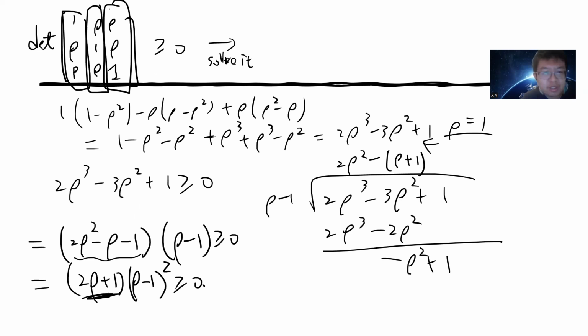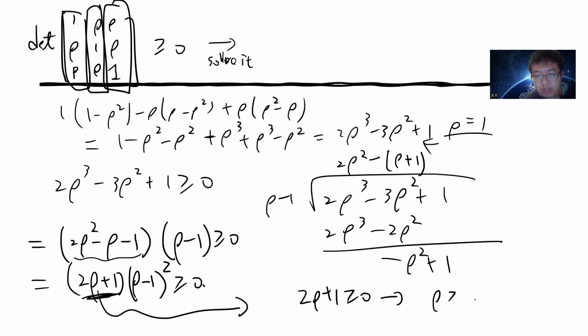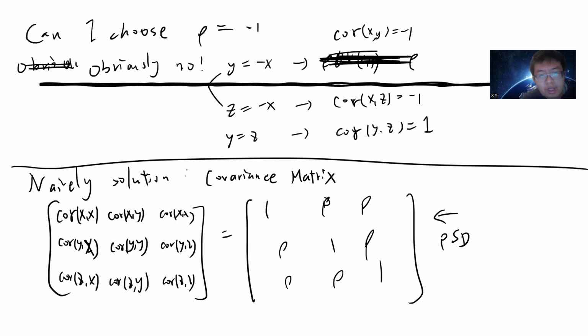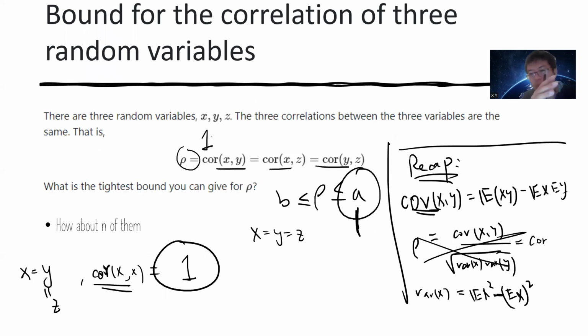But never mind that. You can prove this using Gaussian elimination, so you can see 2ρ + 1 is what you want. This tells you that 2ρ + 1 needs to be greater than or equal to 0, so ρ needs to be at least −1/2, because (ρ − 1)² is always greater than or equal to 0. So the lower bound is −1/2. The answer is: the lower bound is −0.5 and the upper bound is 1.